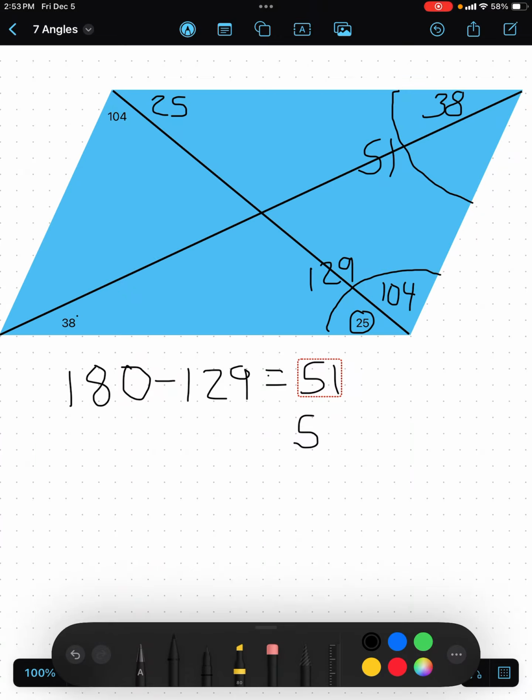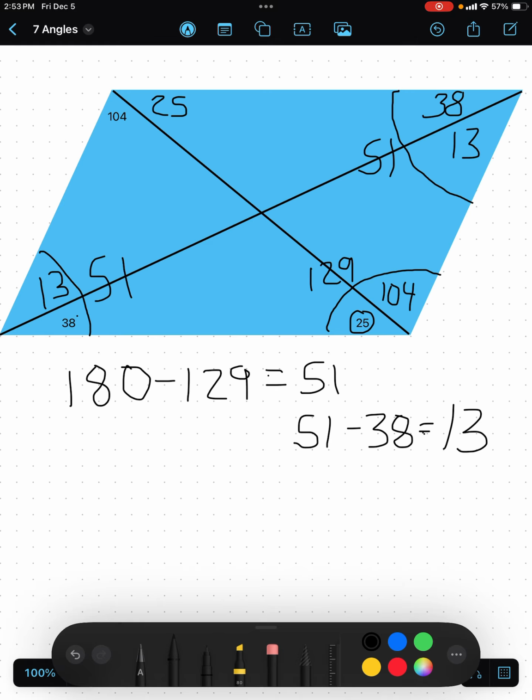And then 51 minus 38 will give us that missing part up there, and that's going to be 13. So this is 13. And because of, again, alternate interior angles and the fact that opposite angles are equal, this is going to be 13, so this will be a sum of 51. This up here will also be a sum of 129.